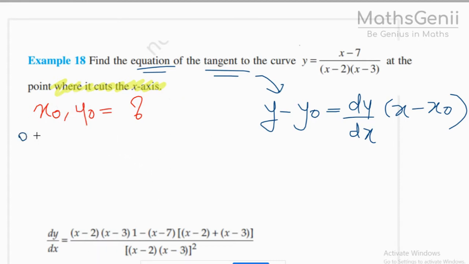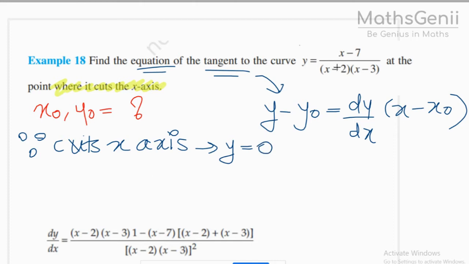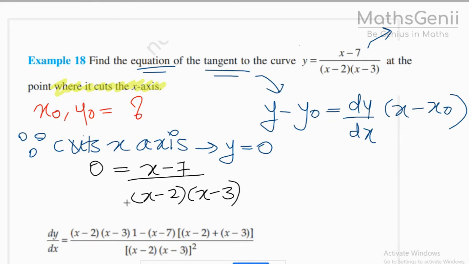So since it cuts the x-axis, y becomes 0. So substitute y equal to 0 in this question. I'm just substituting y as 0. So you have x minus 7, x minus 2, x minus 3. This entire term goes this side. Multiply with 0, it will become 0 itself. And then you have this minus x goes that side, minus 7 goes that side, becomes plus 7. So you have x is equal to 7.